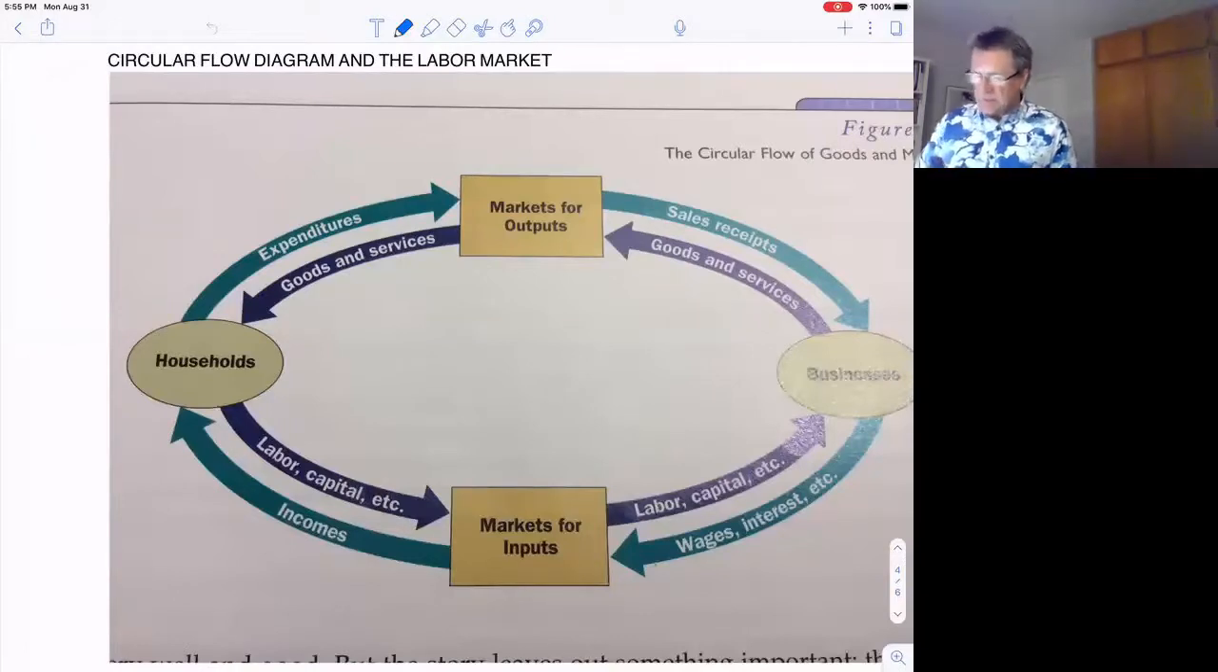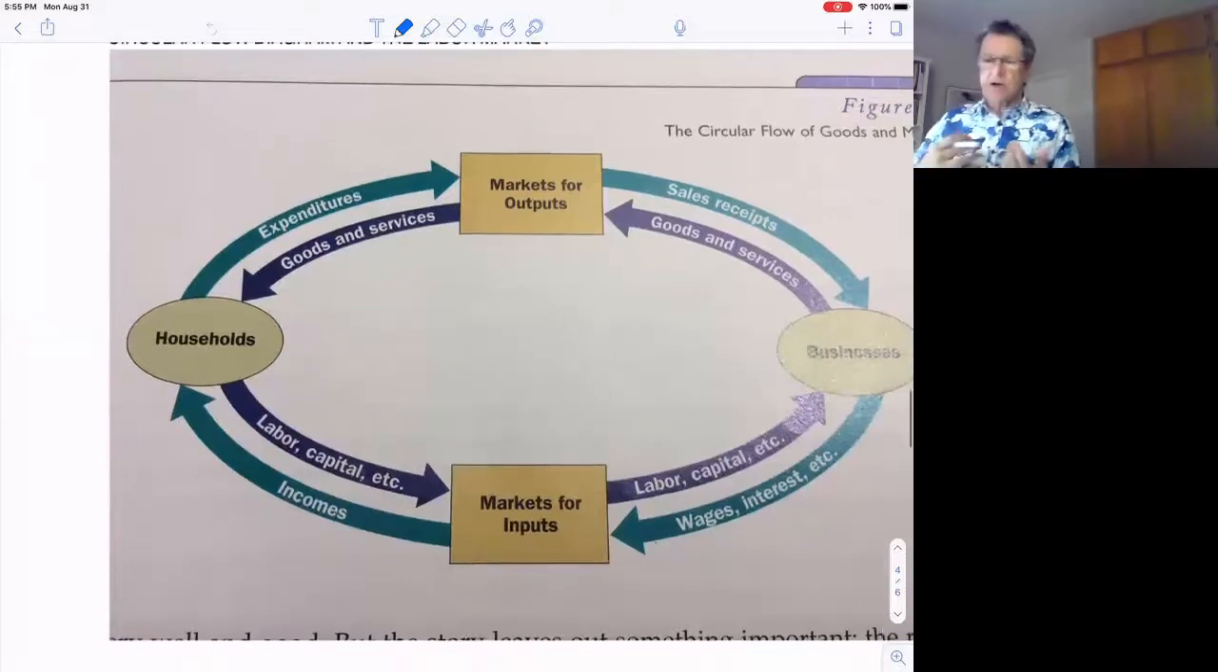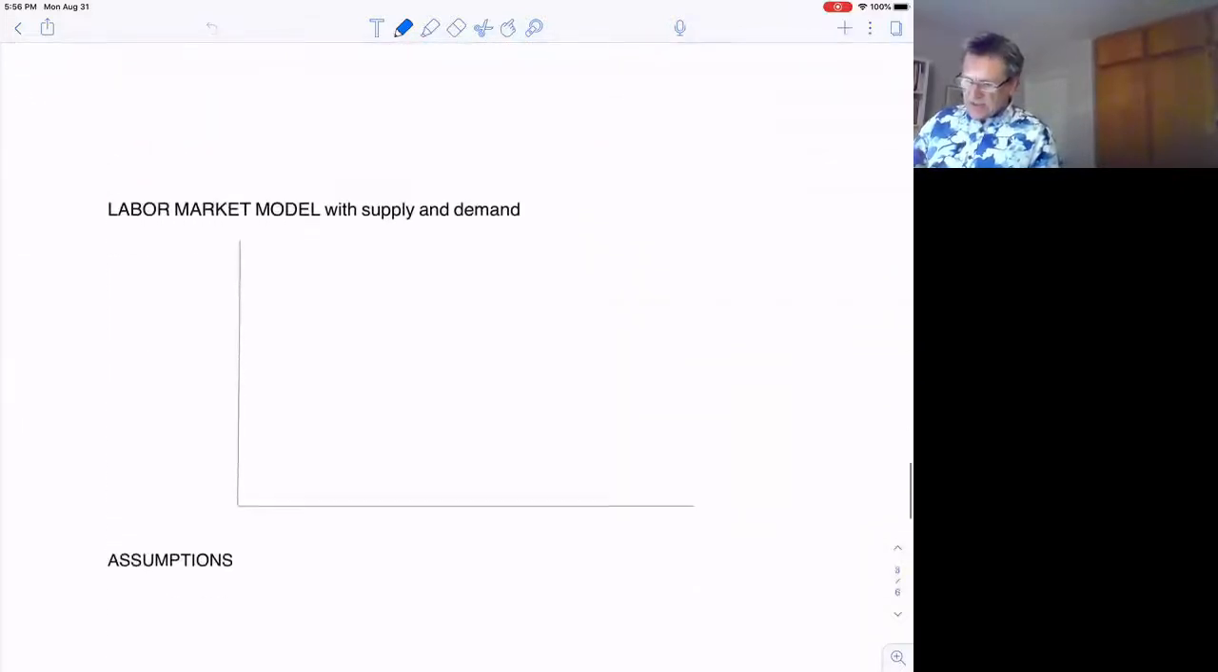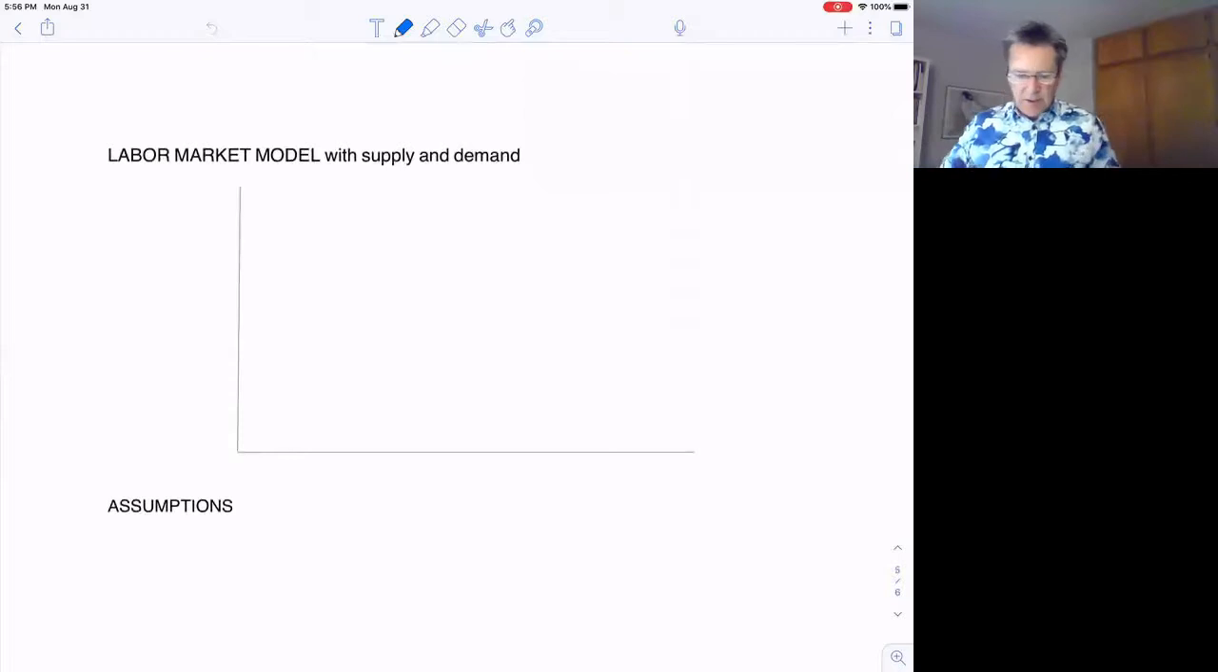Up at the top, where it says the market for outputs, that's where all the supply and demand curves once again are for all the products and services that businesses produce. Down here on the bottom, where it says the market for inputs, this is again where supply and demand curves are for the products and services that businesses buy from households, like labor. Households supply labor to businesses, and businesses supply the money to the households for their labor. So let's take a look at this labor market using supply and demand.